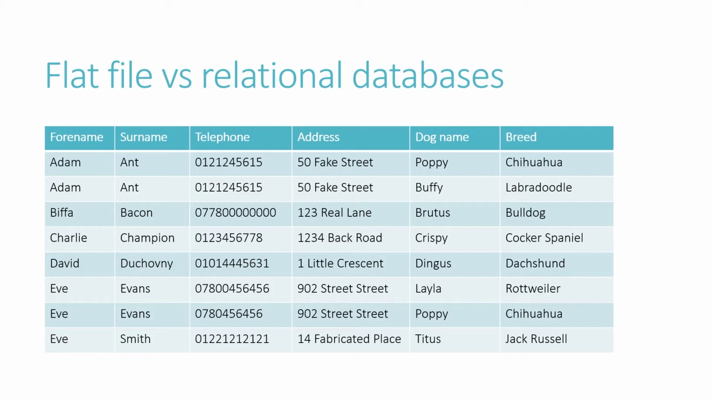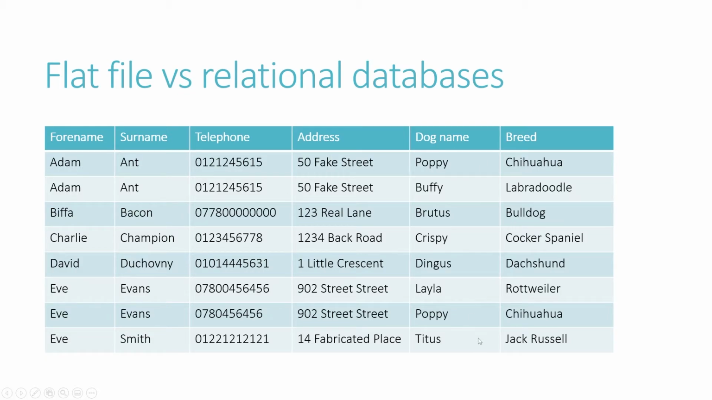Now, when you're creating an electronic database, you might be tempted to just keep it all in a single table. This is known as a flat file database, a single table. But there are problems with this. Look at this. Adam Ant, he walks 2 dogs, but there's an issue. We are repeating some information here. You can see further down, Eve walks 2 dogs as well, Layla and Poppy. You'll also notice there's a bit of repetition here.